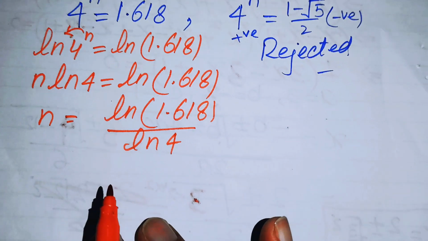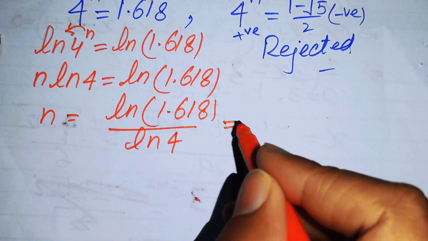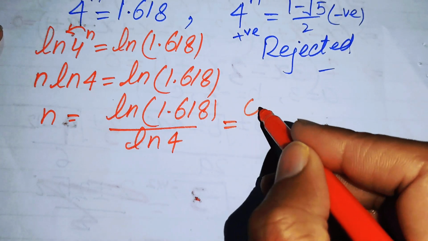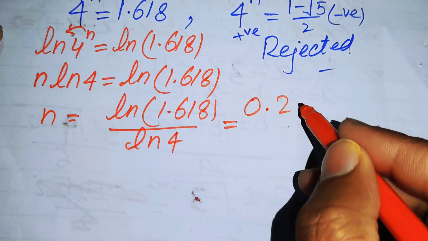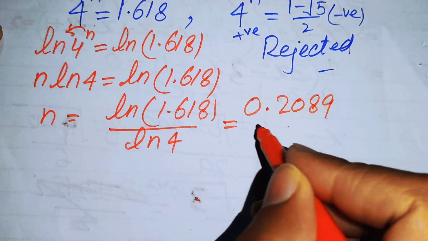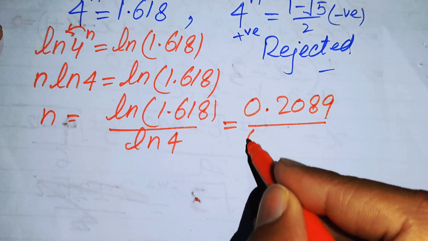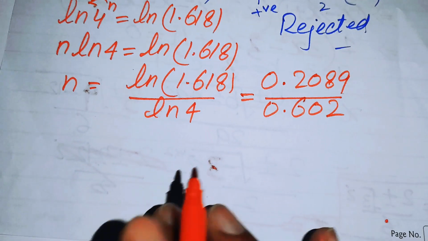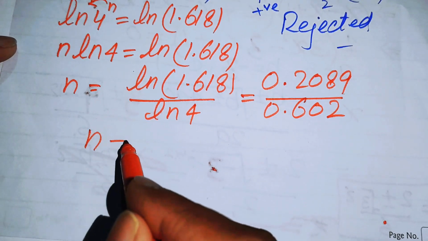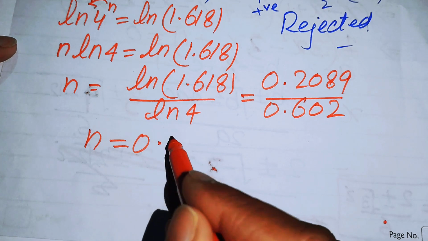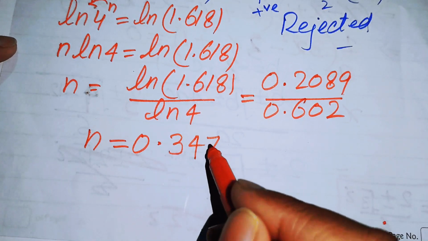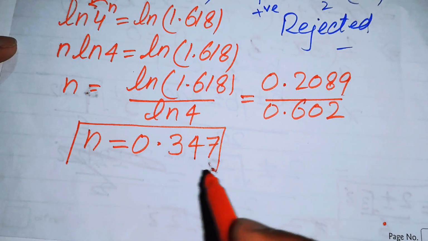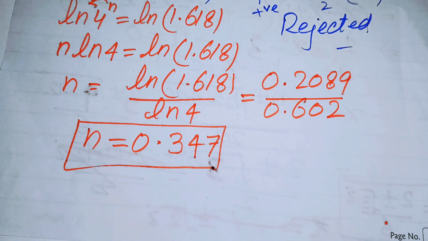Here we use the logarithmic table or calculator, and you can easily get the values of these logs, which gives 0.2089 divided by 0.602. When you divide these two values, you get n equals 0.347. So this is the value of n.